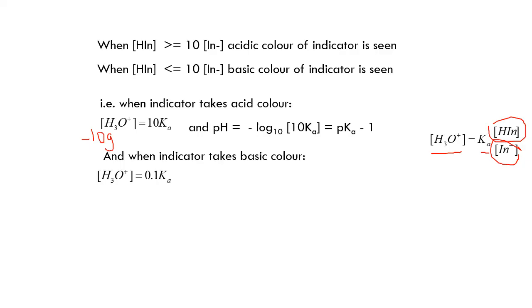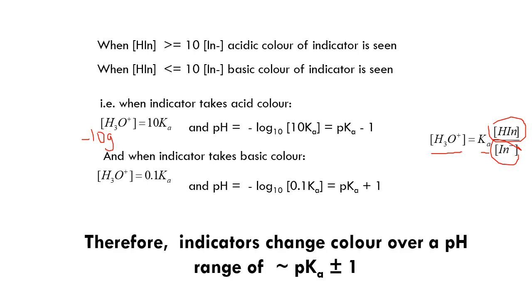If we're looking at when the indicator takes base form, in this case your base would have a higher concentration. So your hydronium ion concentration is going to be equal to 0.1 times the Ka. And the pH is going to be minus log of 0.1 times the Ka, which will give you a result of pKa plus 1. Therefore, what this tells us is that indicators will change color over a pH range that is close to their pKa plus or minus 1.